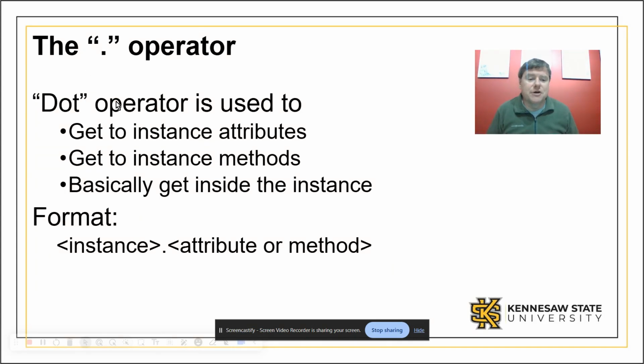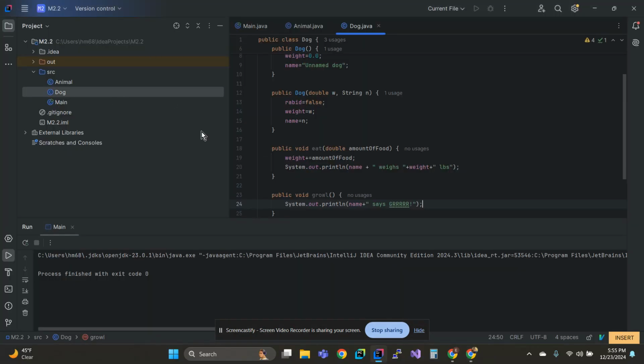So the next thing we have to talk about is the dot operator. The dot operator is used on an instance or on an object to either access attributes in the object or to call methods in the object. So this is how we are going to use our dogs.